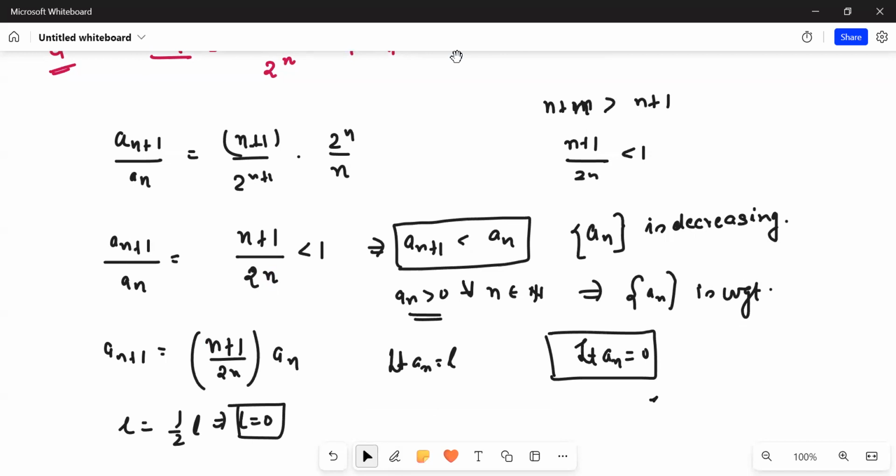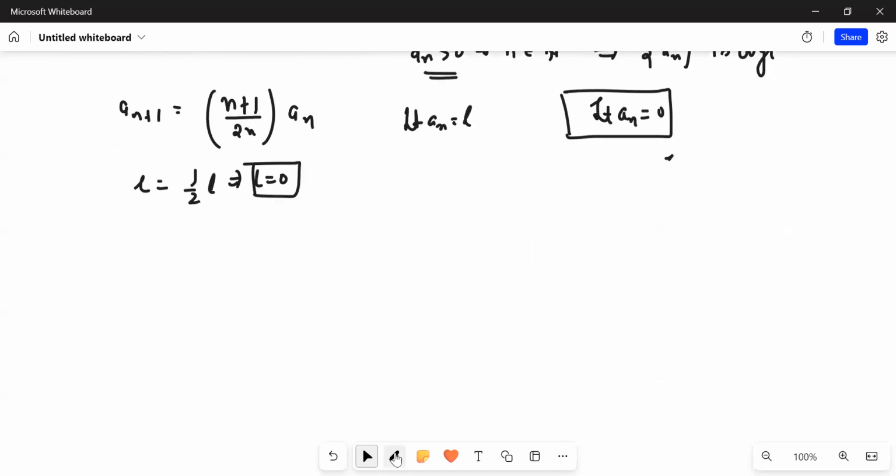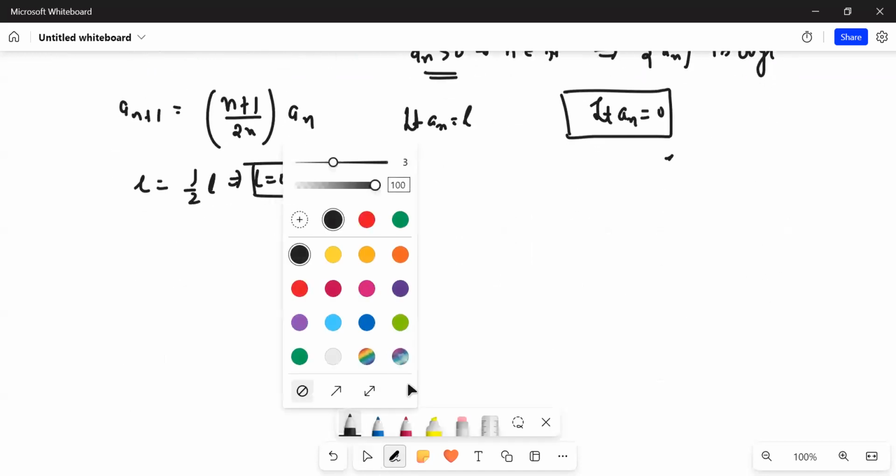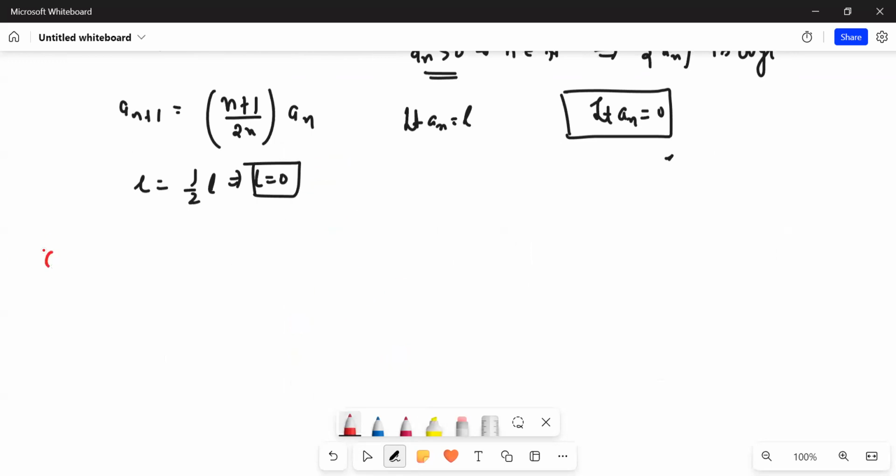At times, if you're not able to directly think about a(n plus 1) minus a(n), just try to take ratios. And if you can make sense out of this, it is one of the good strategies. Okay, so let us do a few more questions, and then I'll give you one easier method to solve all these questions in a minute or so.